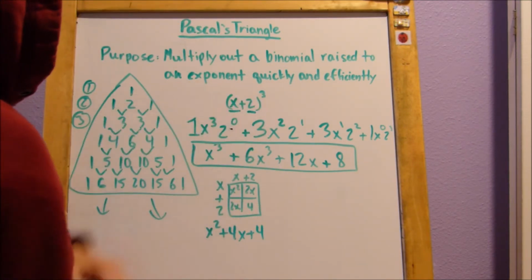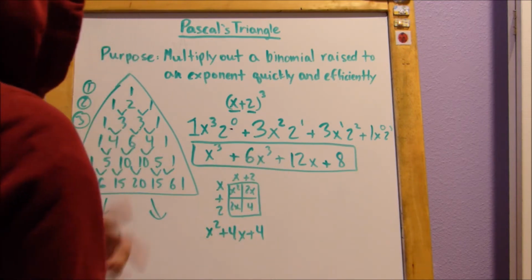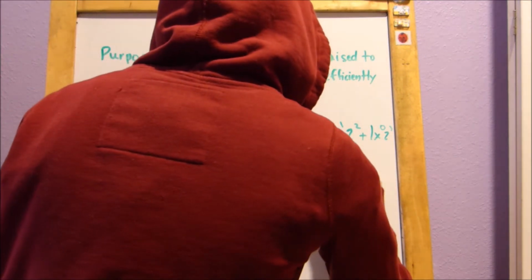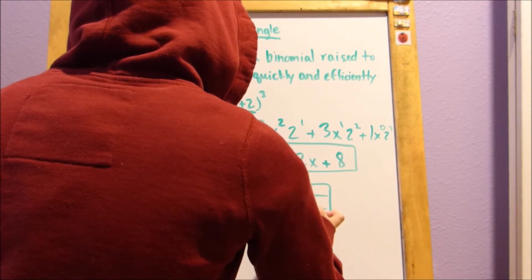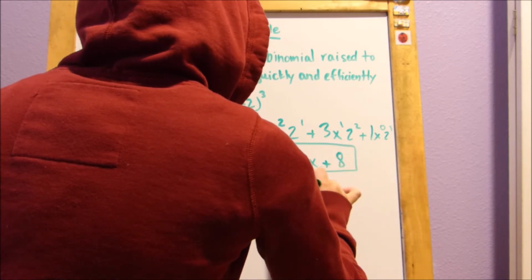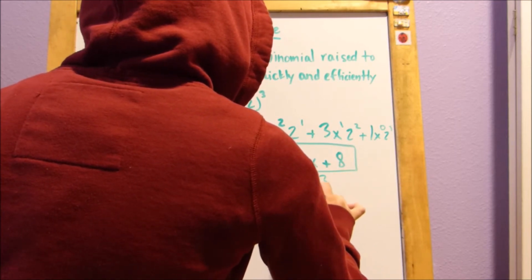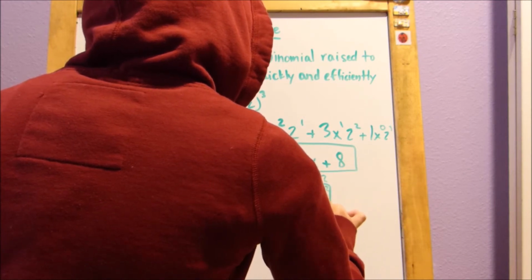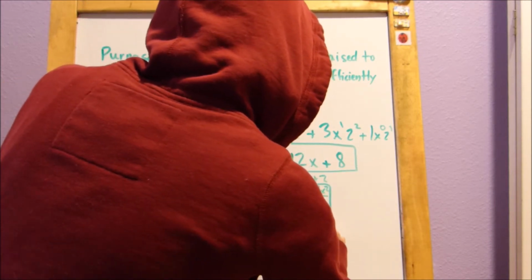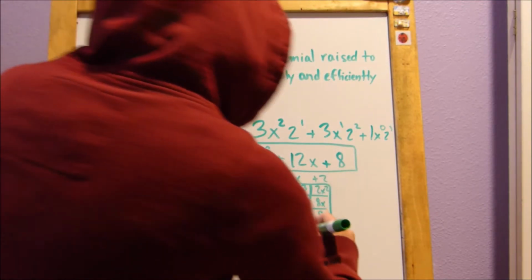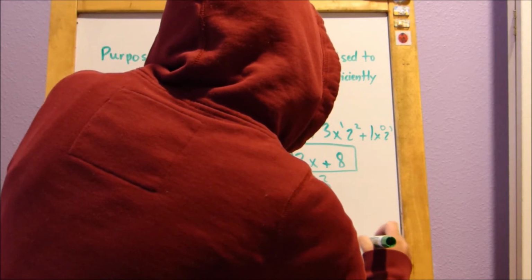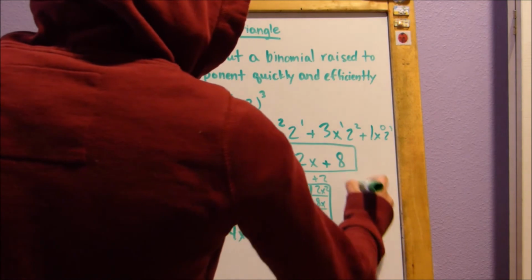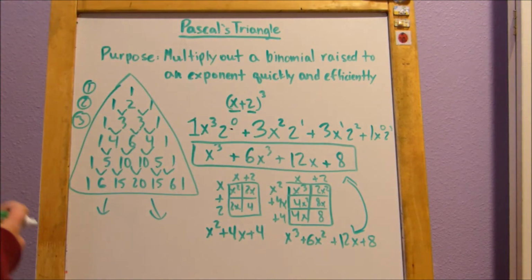Now, since this is cubed, we're going to have to multiply this number by x + 2 again. So x squared plus 4x plus 4 times x + 2: x cubed, 2x squared, 4x squared, 8x, 4x, 8. Now combine like terms: x cubed, 2 plus 4 is 6x squared, plus 8 plus 4 is 12x, plus 8. And would you look here, these answers are the same. So now we've proven that Pascal's triangle works.